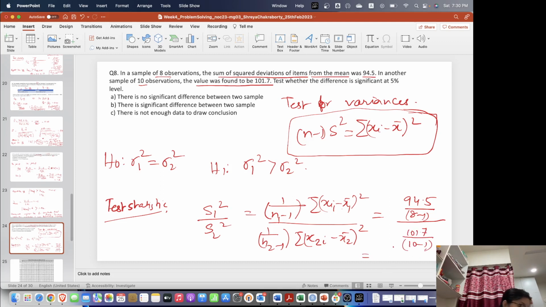So this one we'll get as 94.5 divided by 7, which is 13.5, by 101.7 divided by 9, which is 11.3. 13.5 divided by 11.3 is something around 1.195.